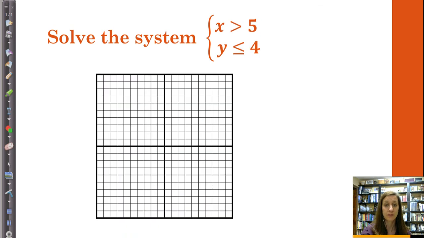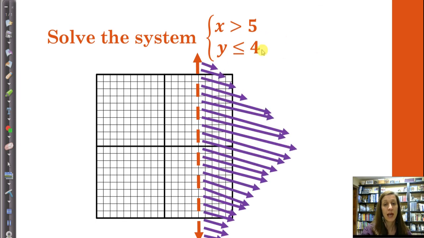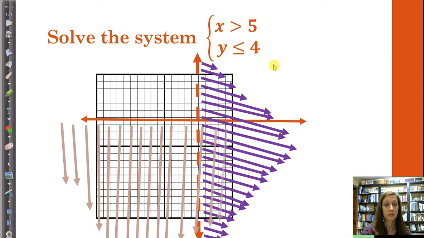Here's our third example. We're going to graph x is greater than 5. So at 5 on the x-axis, I will have a dotted line. And x is greater, so greater than that line will be to the right. And then y is less than or equal to 4. I'm going to have a line on the y-axis at 4, and it's a solid line because I have the equal to. And then here I should be shading below.